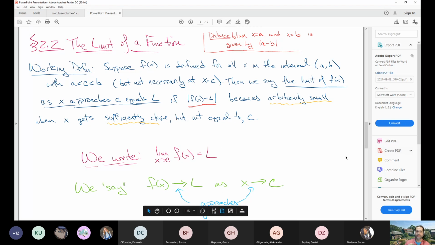And so the notations that we'll use are what we wrote down below. The limit as x goes to c of f of x equals L, or, if I write in arrow format or sentence format, I can read those arrows as either approaches or goes to.